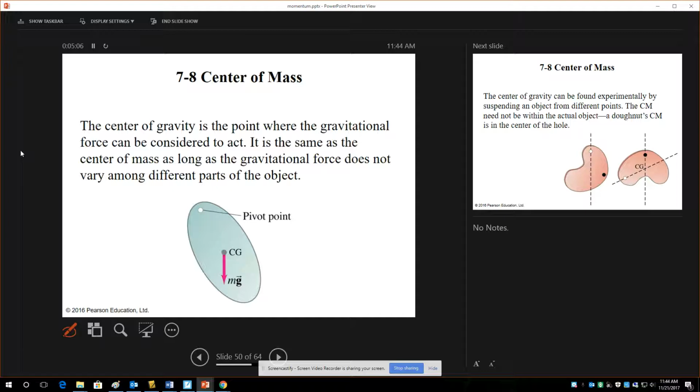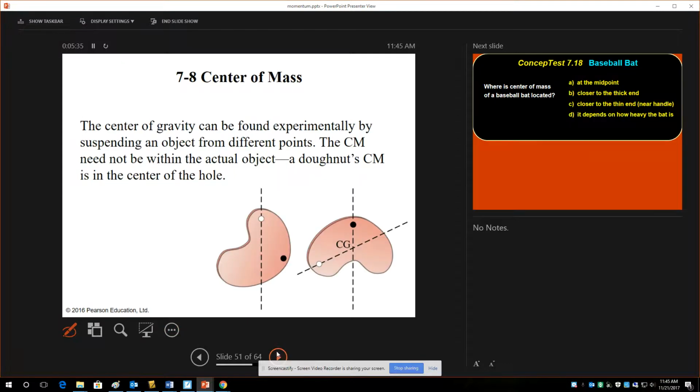Again, we're translating between looking at an object that has size, shape and dimension versus the particle model description of that object. The center of gravity is the same as the center of mass as long as gravitational force does not vary among different parts of the object. So as long as the object's relatively small and we're in the flat Earth approximation, and we will only consider cases such as this in this course. The center of gravity can be found experimentally, so you don't have to take the average position of mass, which for continuous objects becomes an exercise in integrals and is beyond the scope of this course.